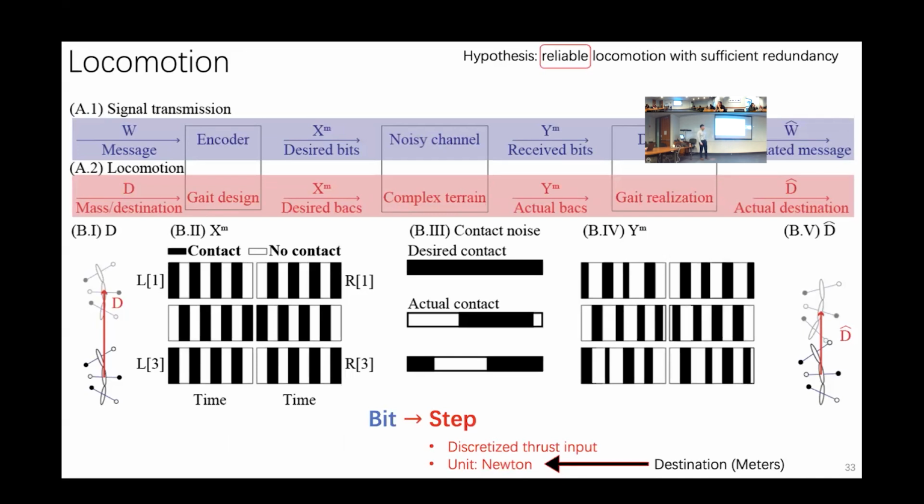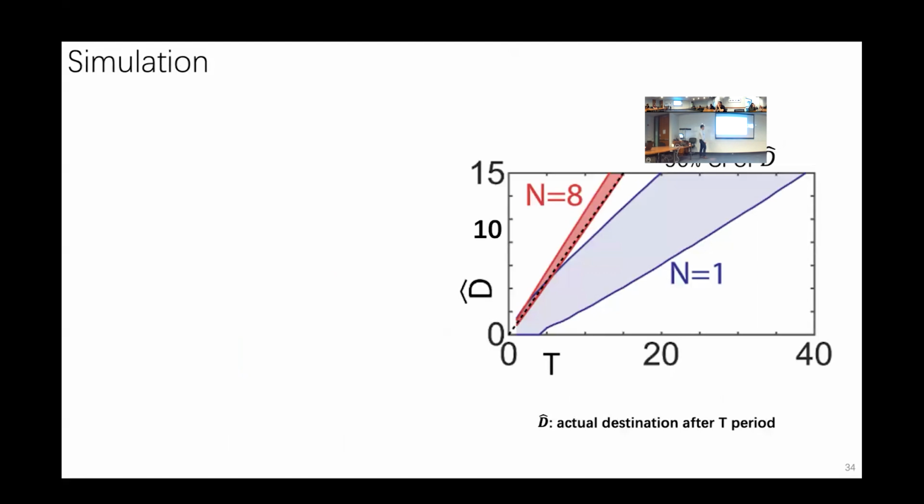Let's finally define the reliability. To do that, let's take a look at our simulation results. The y-axis is the actual destination after t periods. The x-axis is the time. The shaded area is the 90% confidence interval of the actual destination. Let's first take a look at the blue curves. Both the average and the variance grow as a function of time. That means if you wish to go 10 units of destination, if we are lucky, we could get there within 10 seconds. But if we are not lucky, we have to wait until 30 seconds.